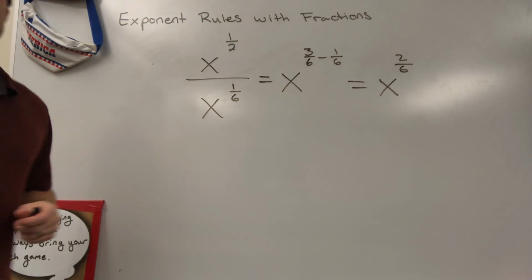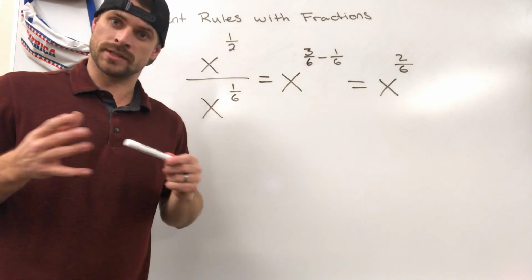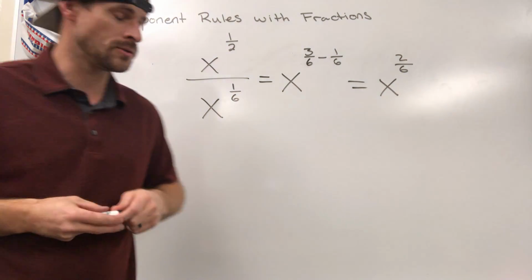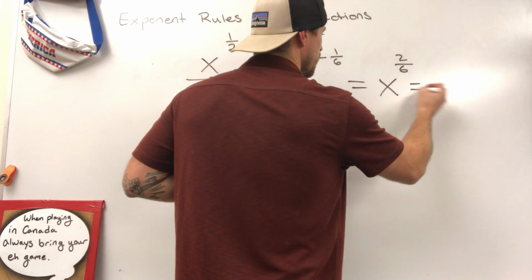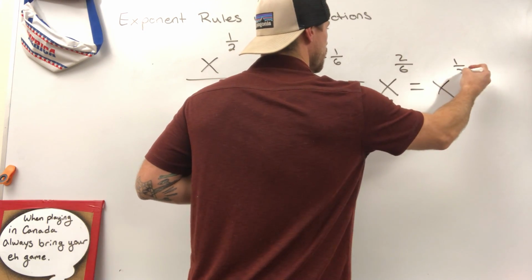2/6. Oh, 2/6 can be simplified. One more step. You can do it. You're almost there. Cut 2 in half, cut 6 in half. x to the power of 1/3.